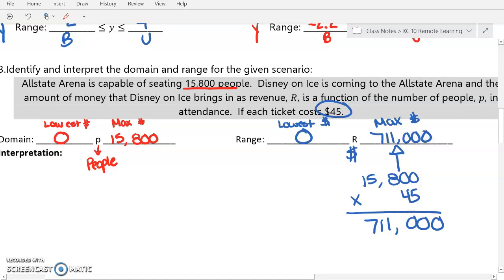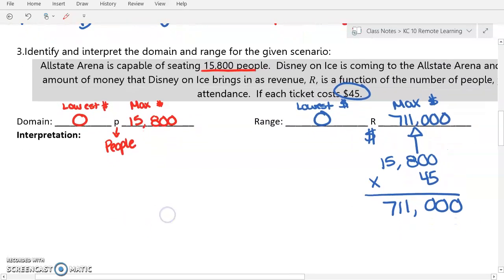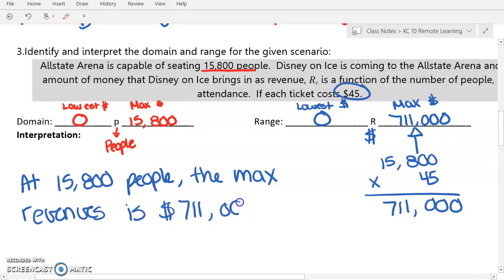So we took care of the domain, we took care of the range. Now we have to write an interpretation. So we just pretty much have to write a sentence about what's going on here. So at 15,800 people, the max revenue is $711,000.